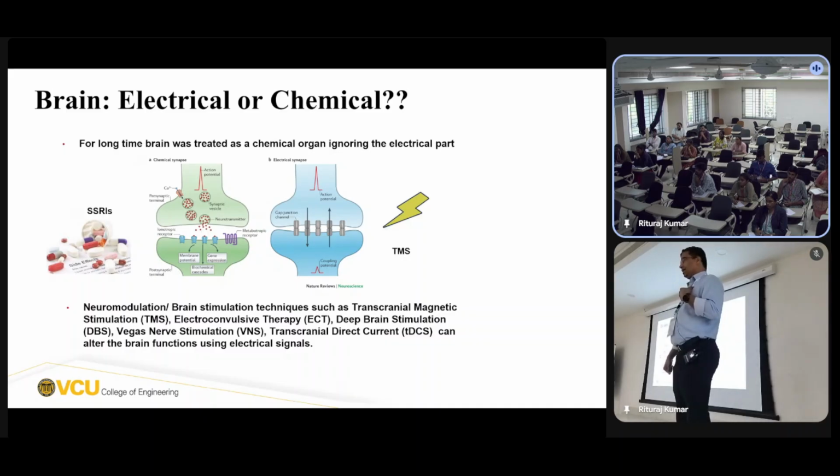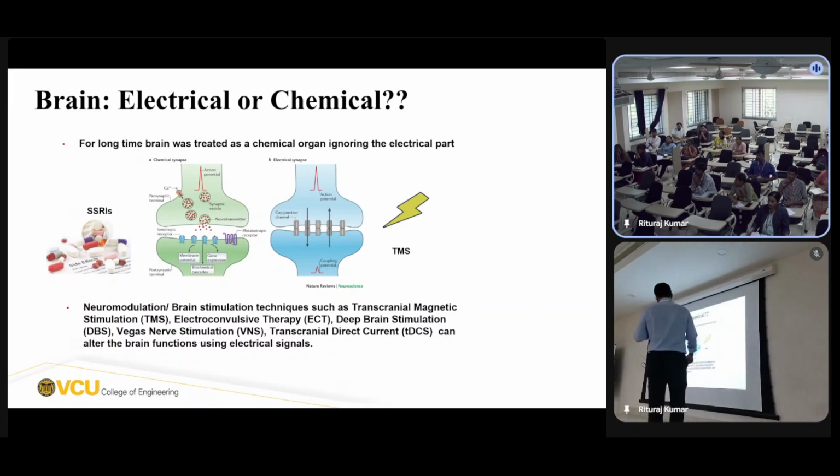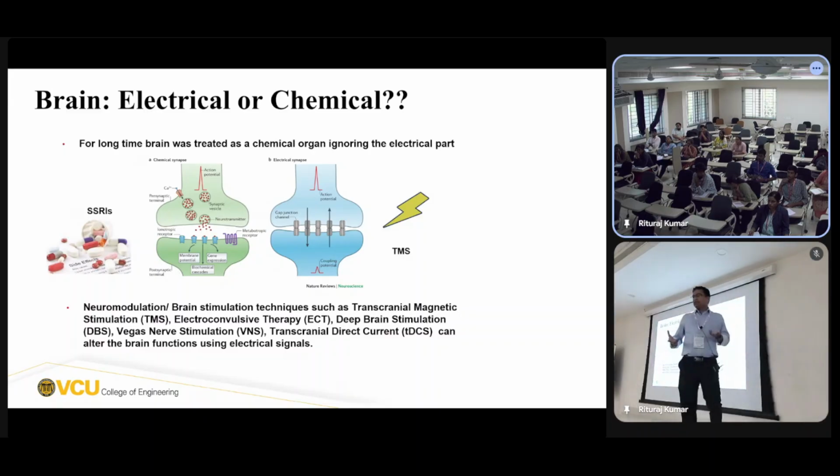We have ECT and so on and so forth, right? But for a very long time, the brain was treated like a chemical organ. So if we wanted to treat any disease, people just gave medicine, drugs.